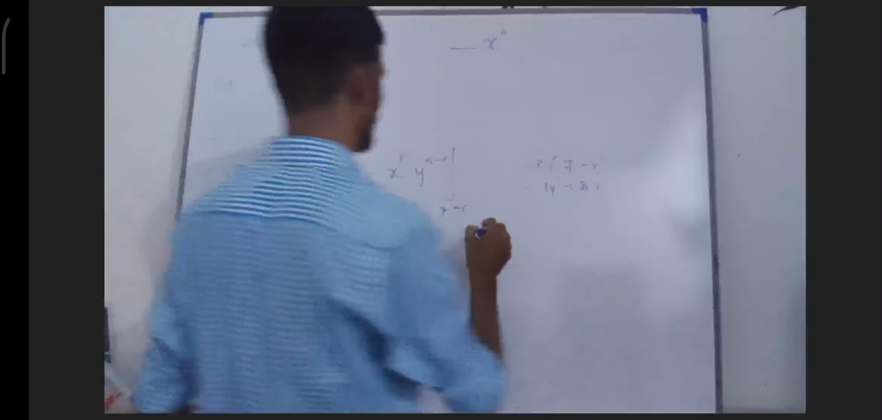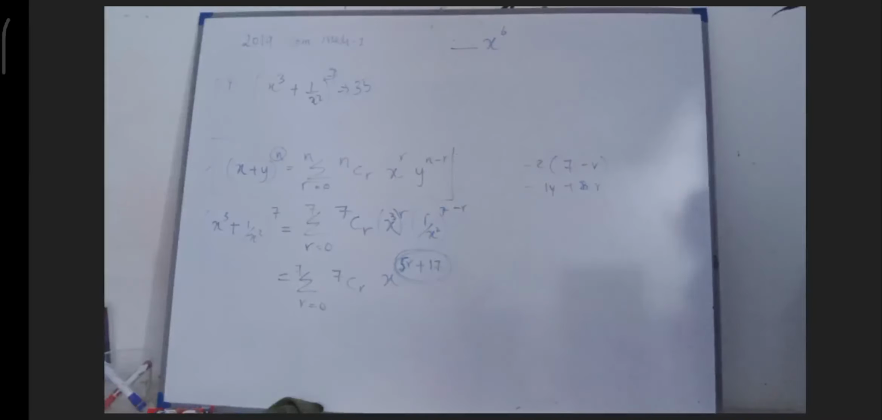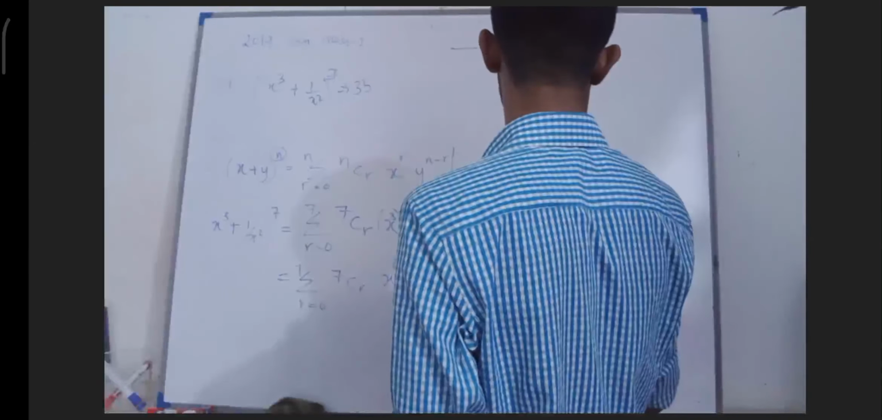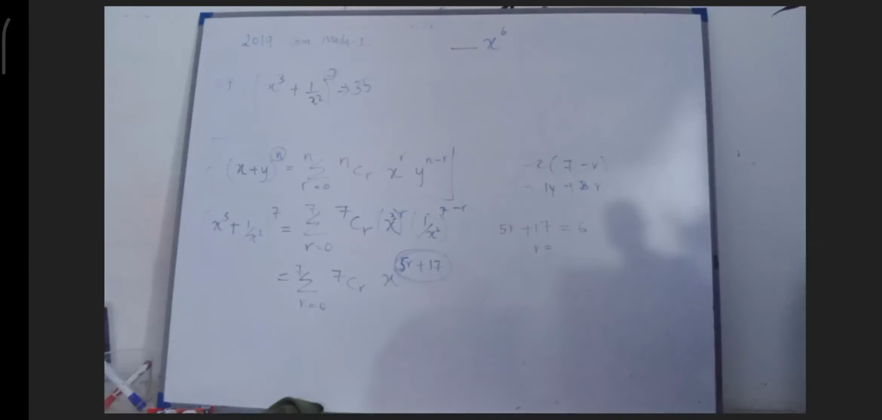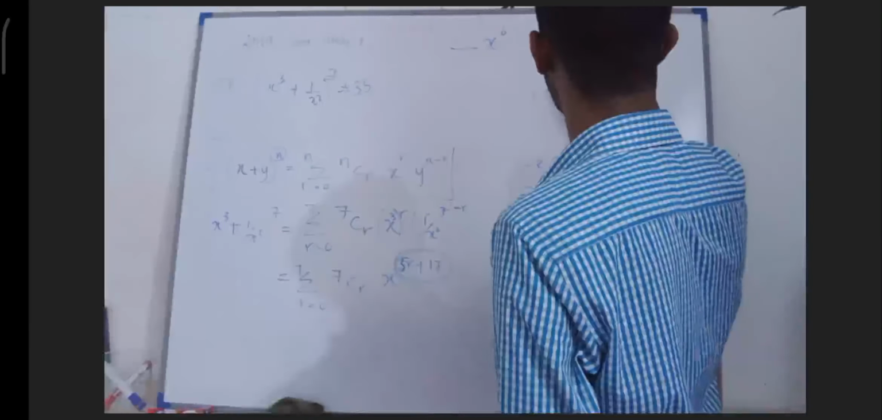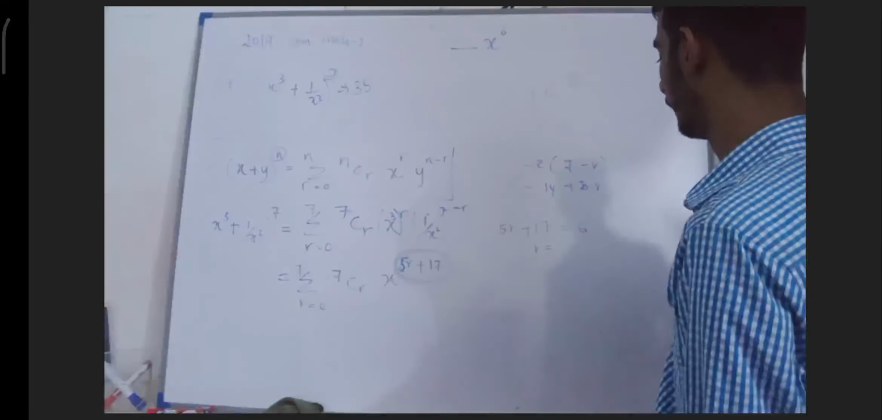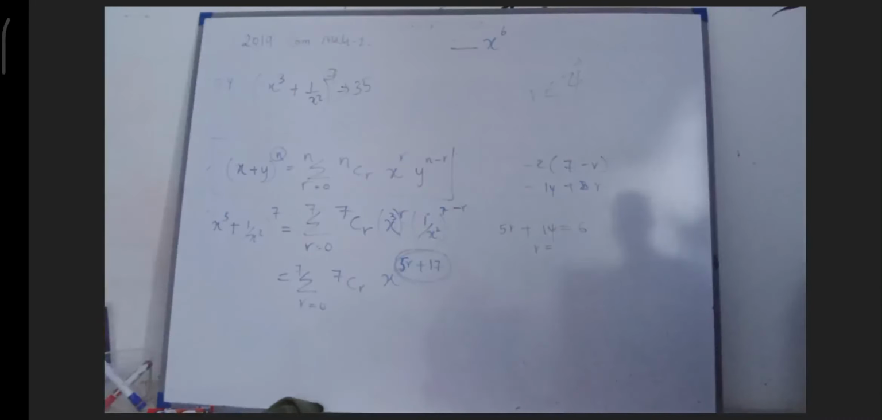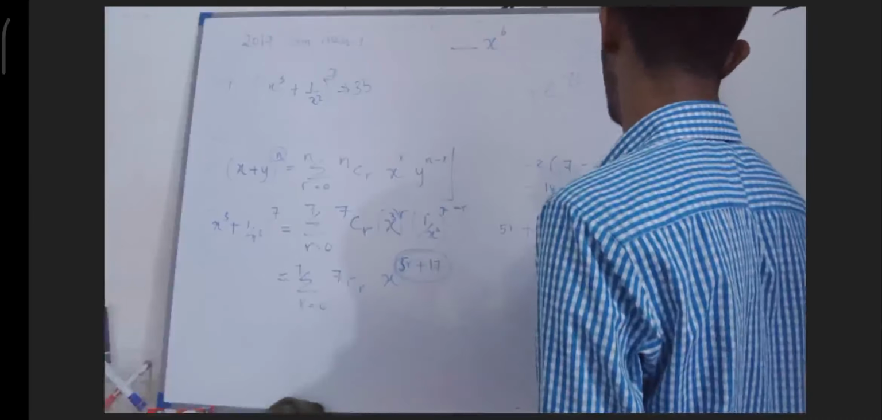Now we have to find out the coefficient of x to the power 6. So this should be 6. So for that I have to find out r. So 5r plus 17 would equal 6. So here r is equal to 17 minus 6. It will not work because r should belong to Z plus. So I get 11 divided. I'm sorry, so this is 14. So 14 means it will be 8. So r is equal to 4.